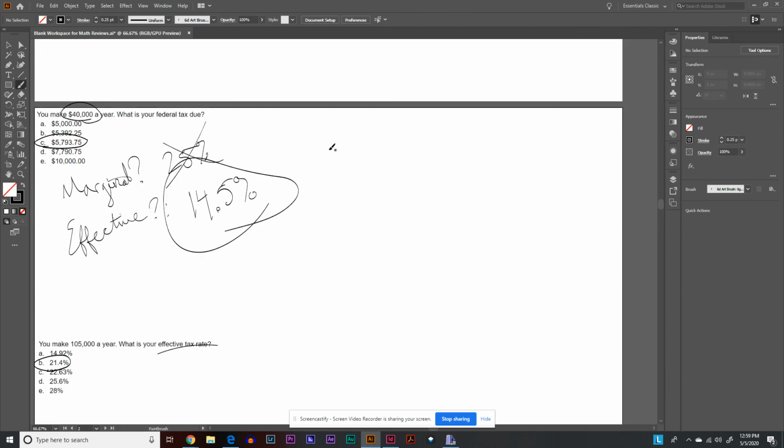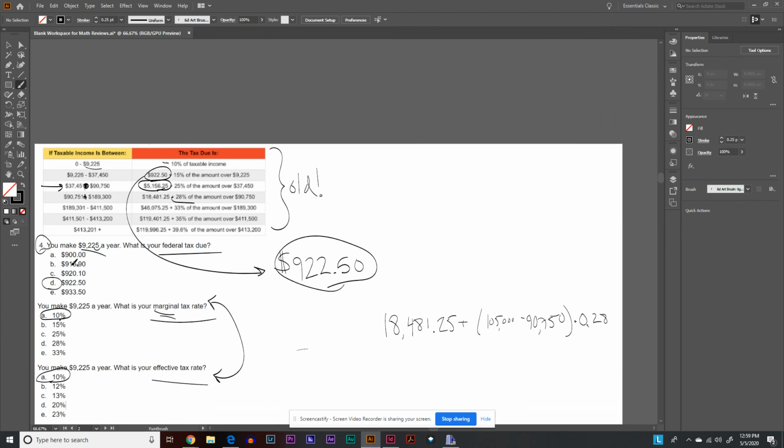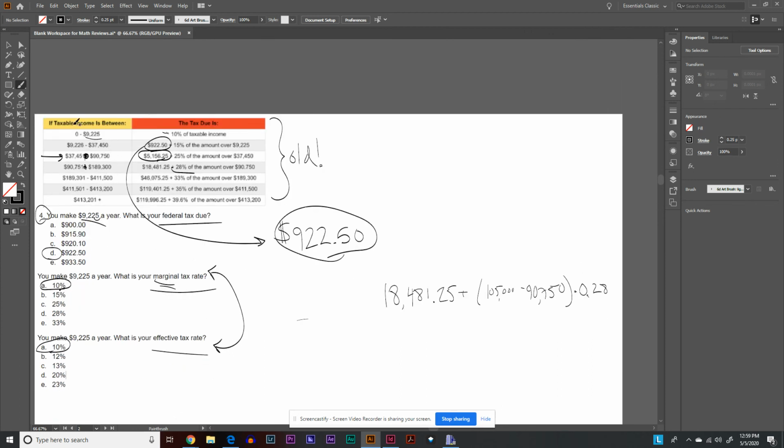So there you go, a review of how we calculate marginal and effective tax rates, as well as how we calculate how much you actually owe based on your taxable income. And again, in this case, we excluded the idea of standard deduction and personal exemptions. We just said that this is your taxable and normal income.